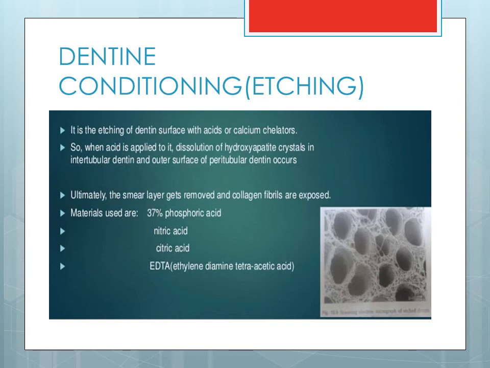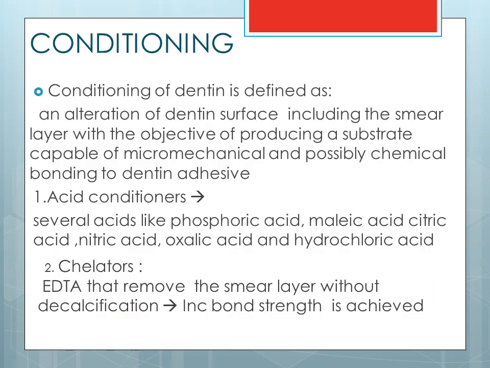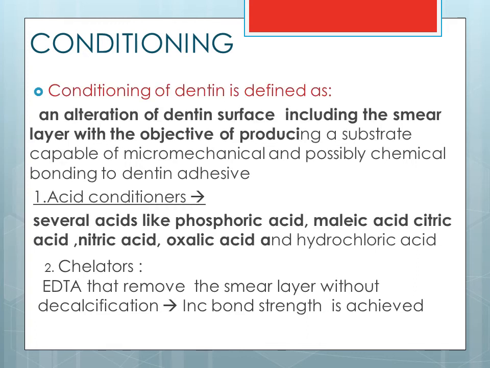Materials used for dentine etching are 37% phosphoric acid, just like enamel etching. Nitric acid and citric acid may also be used, along with EDTA, which is basically a chelator. So, what is conditioning? Conditioning of dentine can be defined as the alteration of the dentine surface, including the smear layer, and the objective is to produce a surface that is capable of micromechanical retention and possibly chemical bonding to the dentine adhesive.